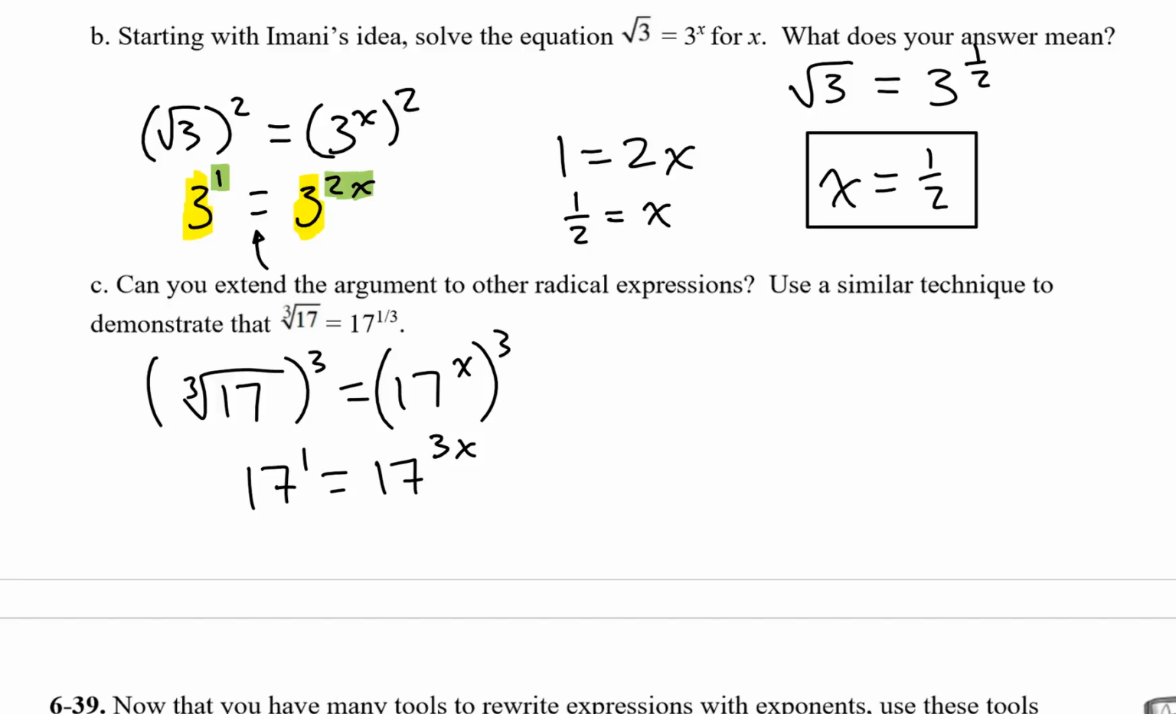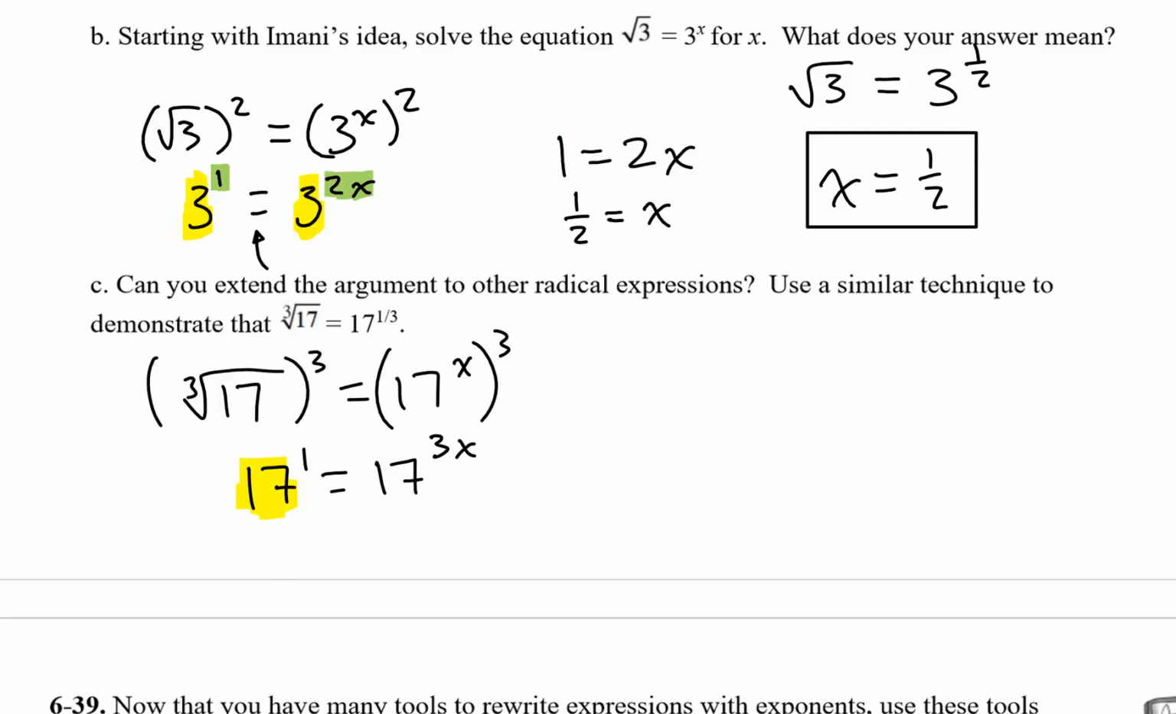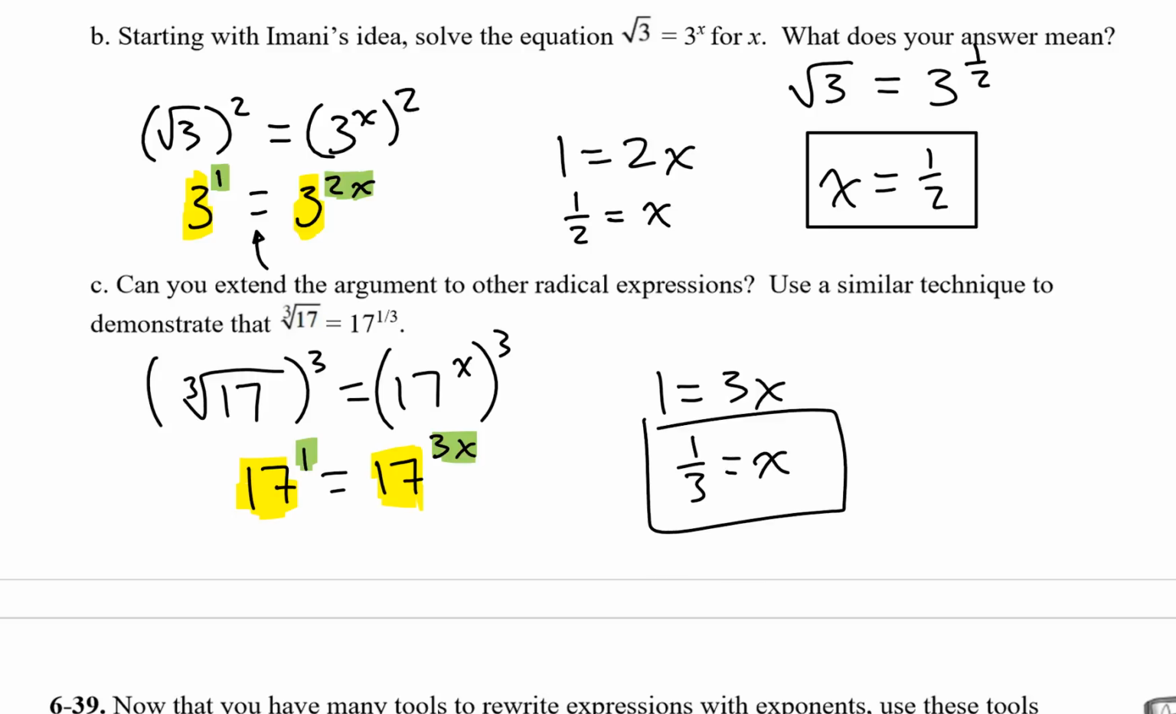So it's the exact same argument. Look at this. I've got 17 to a power equals 17 to a power. Well, the only way this can be true is if this power is equal to this power. So let's let 1 equal 3x, and therefore 1/3 is what x has to be. So yeah, absolutely, the cube root of 17 is the same thing as 17 to the 1/3 power.